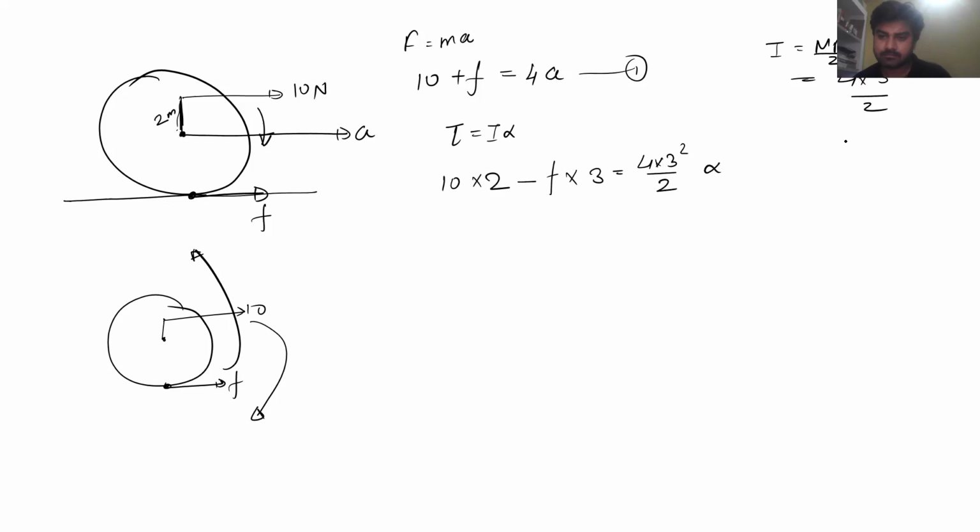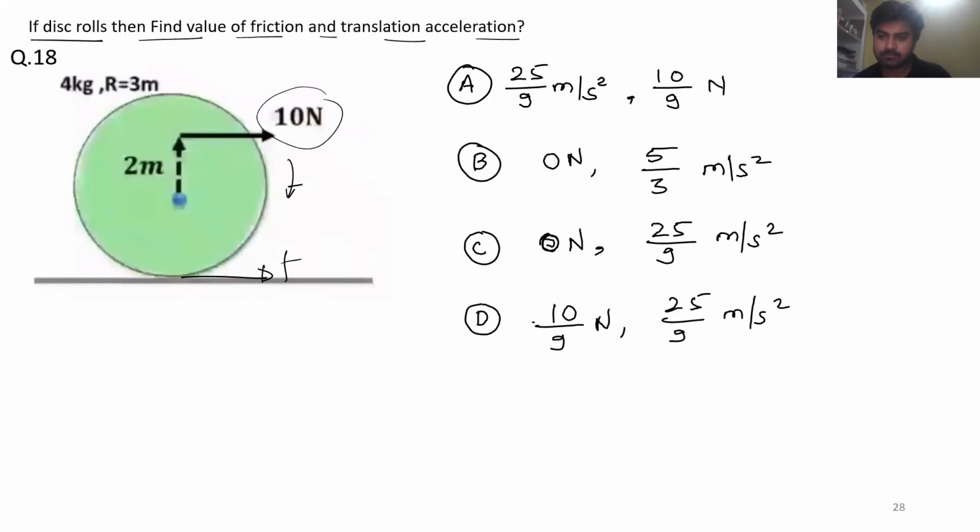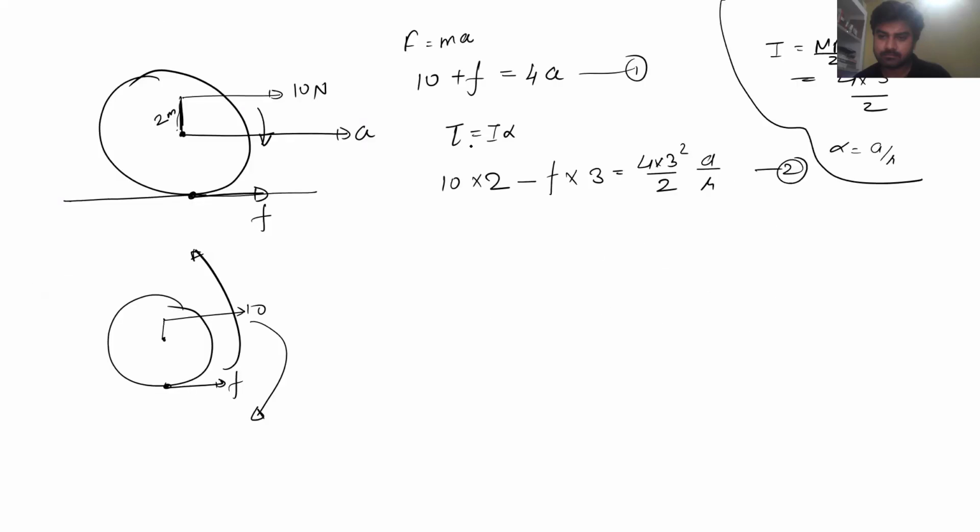Alpha I can write as alpha is equal to a by R. So I'm writing this also here, a by R. Now these two equations are having only two variables. So I hope we can easily solve these, right? How will we solve them? We have to find acceleration and friction, both. So we have to find both things, right?